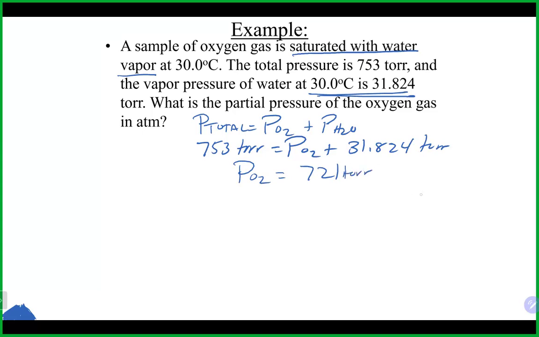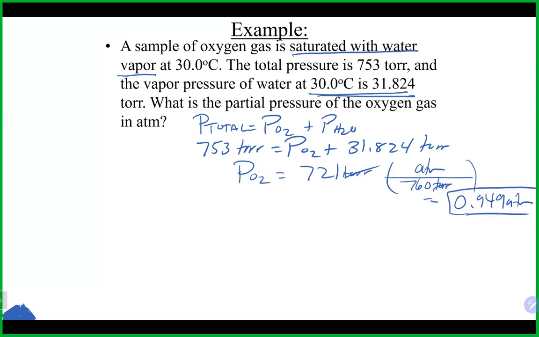Torr. We want it in atmospheres, so we will divide by 760 here to convert it into atmospheres. And that's going to get us here 0.949 atmospheres as the dry pressure of the oxygen gas in this case. Any questions on that there?